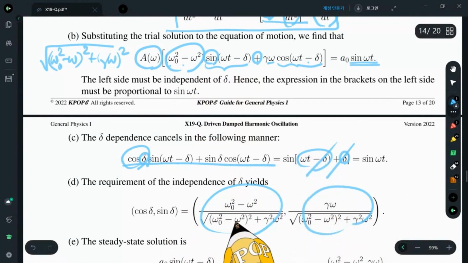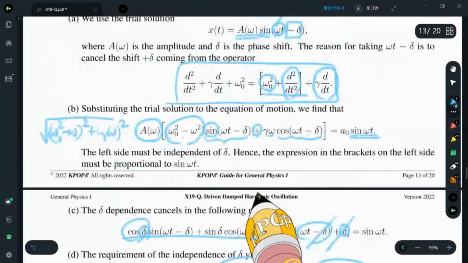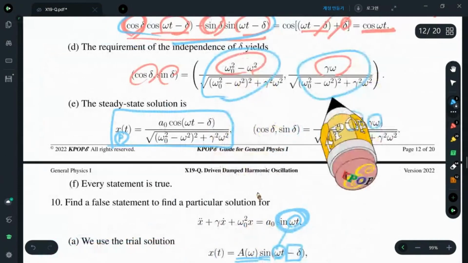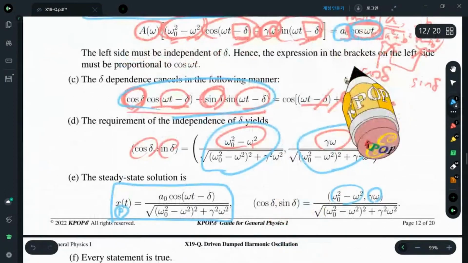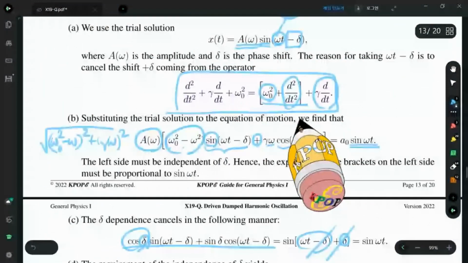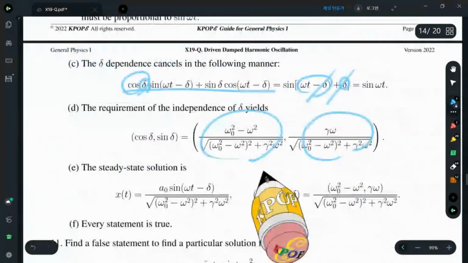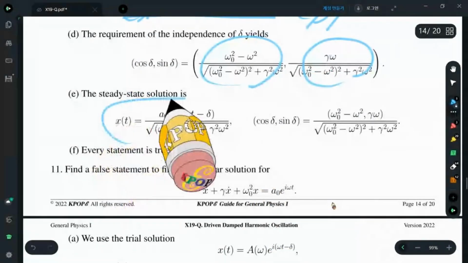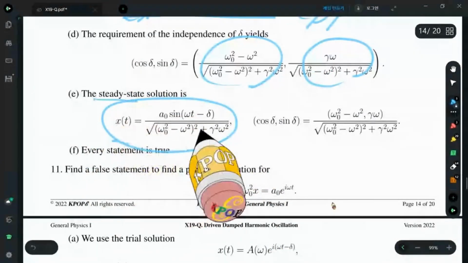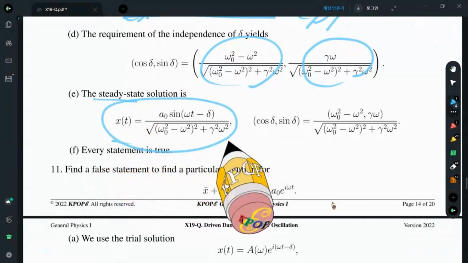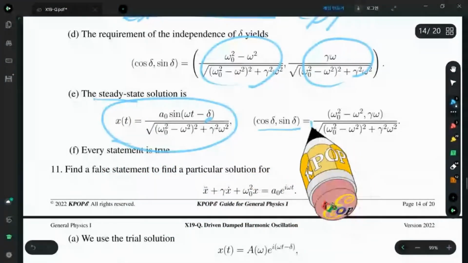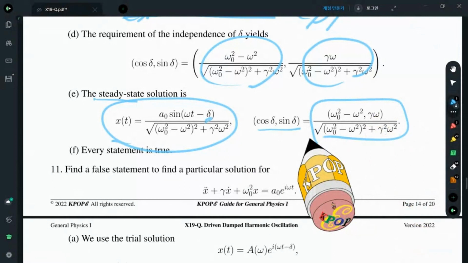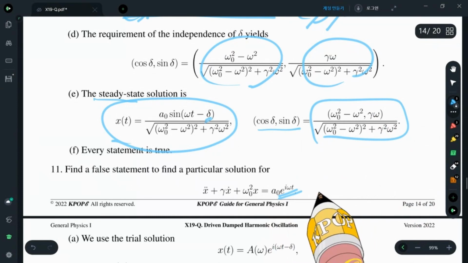Wait a second. We are familiar with this cosine and sine. They are identical to each other. So the way of solving this cosine function and sine function will give the same style of result. Again, the final steady state solution is completely determined in this form, and this phase shift delta is identical to the case of cosine. Now I expect this is also true when I use the exponential case.